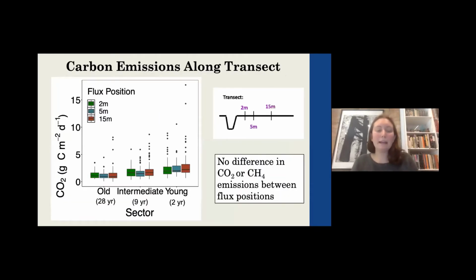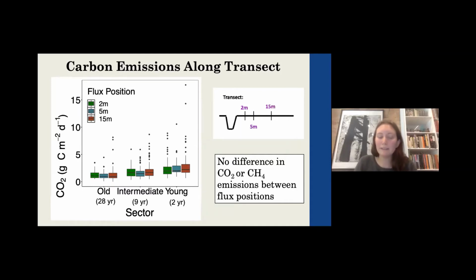And finally, I was looking at the carbon emissions along my transect, where I was measuring 2, 5, and 15 meters from those drainage ditches. And in this figure, you can see that there was no significant difference in these carbon emissions with distance from the ditch. The distances are shown with the different colors, 2, 5, and 15 meters.